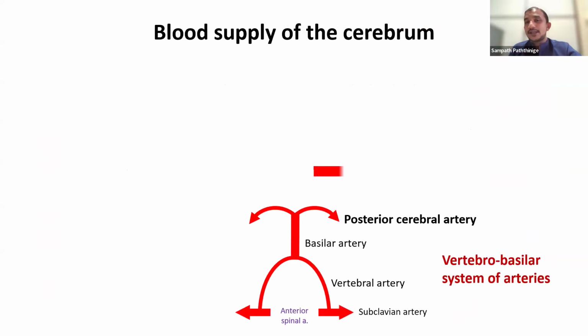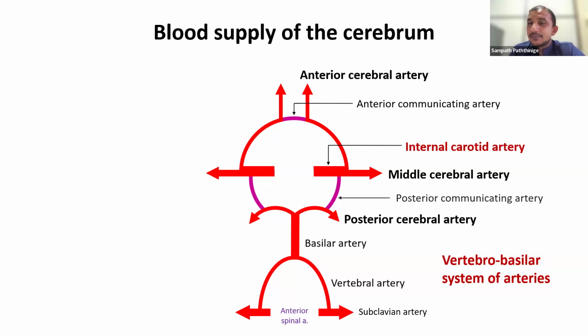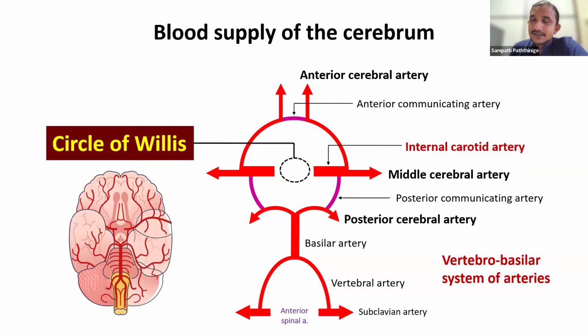Then you know that these two systems join in an arterial circle by two communicating arteries: the anterior communicating artery between the two anterior cerebral arteries, and the posterior communicating artery between the internal carotid and the posterior cerebral. We call that the circle of Willis. I have seen that you have been asked to draw the circle of Willis, so just practice drawing it.